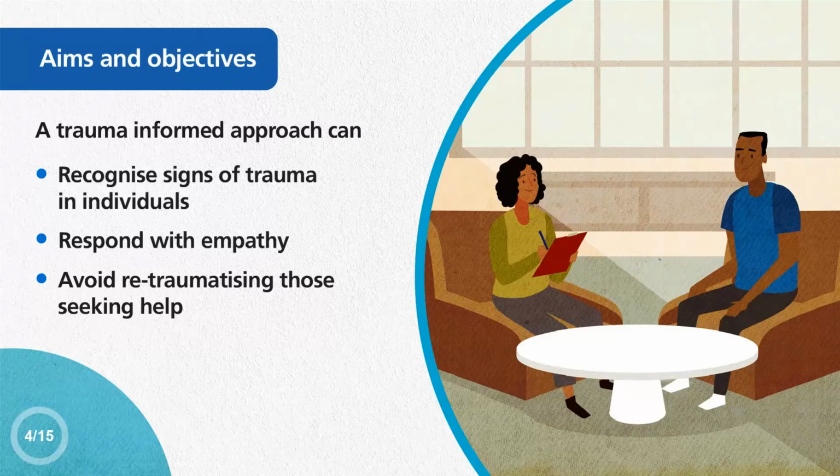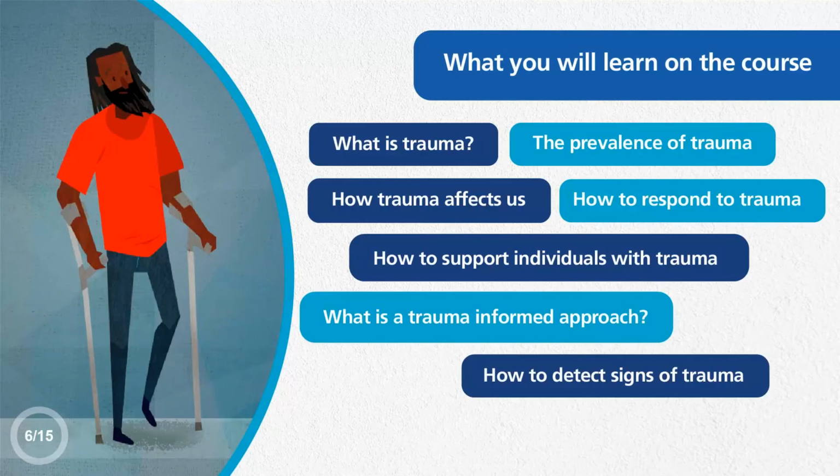This course is designed for any professional who provides a service or care to the public. The course will provide you with a basic understanding of what trauma is, its prevalence, and how it affects us. You'll learn how to detect signs of trauma and respond to it with sensitivity, and how to support traumatised individuals whilst preserving your own well-being. This course will help you understand how a trauma-informed approach can make a real difference to our service users' health and well-being. Now let's look at what we'll cover in each module of this course.